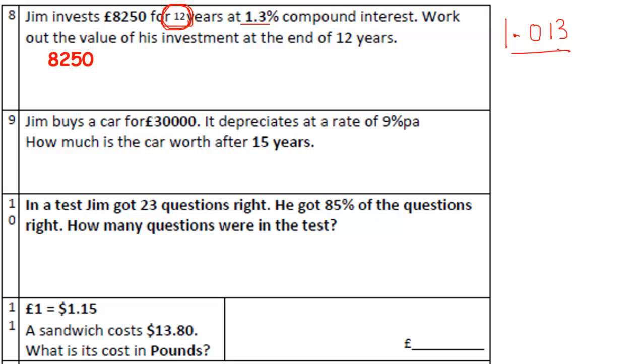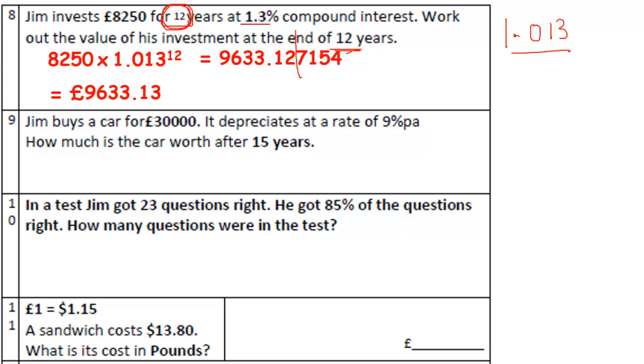Here I have my money amount, 8,250, times it by my multiplier to the power of 12 because it's 12 years. When I work that out, I'm going to get this number. As we talked about before, because it's money we're dealing with, we need to write it to 2 decimal places. So my answer is going to be 9,633.13. Okay, there's my answer, and you should be pretty okay with this.